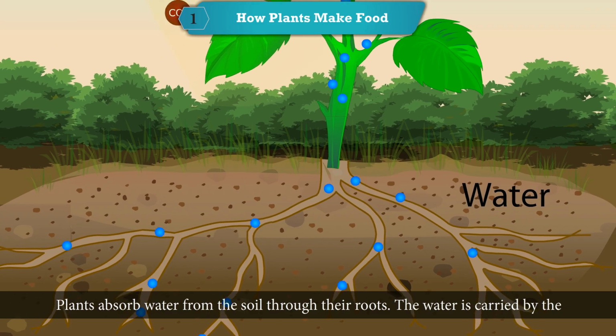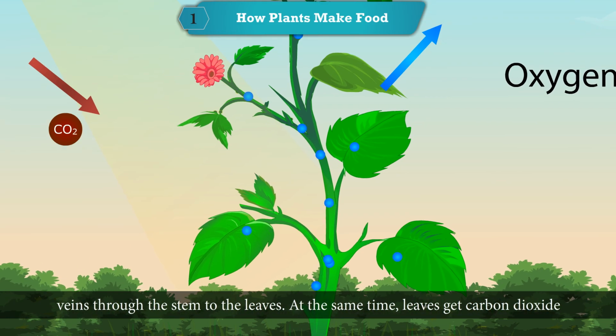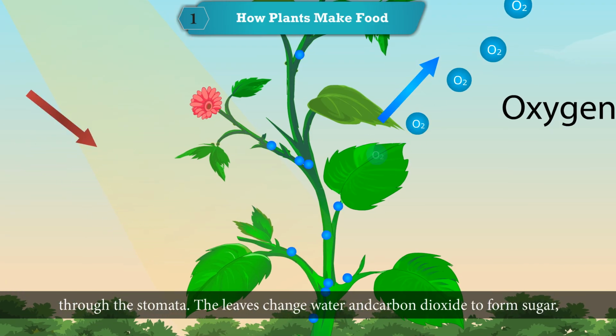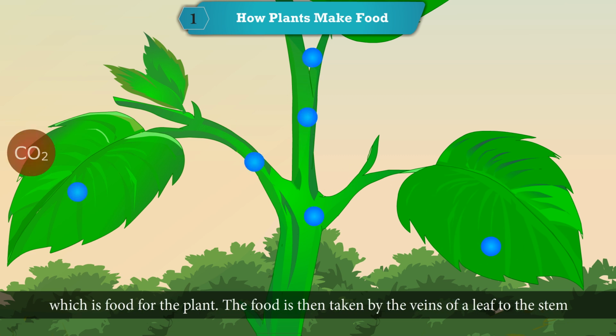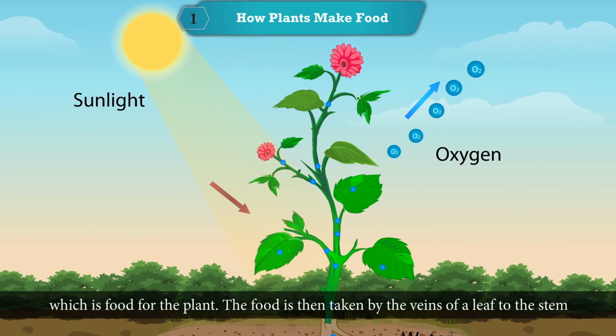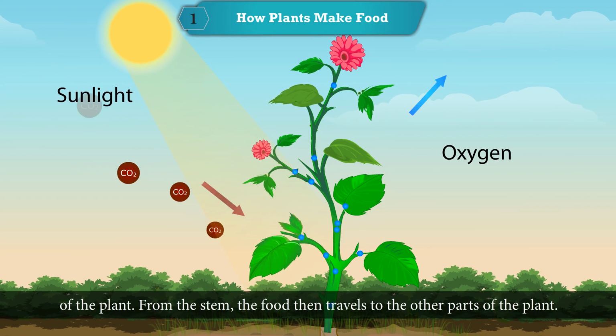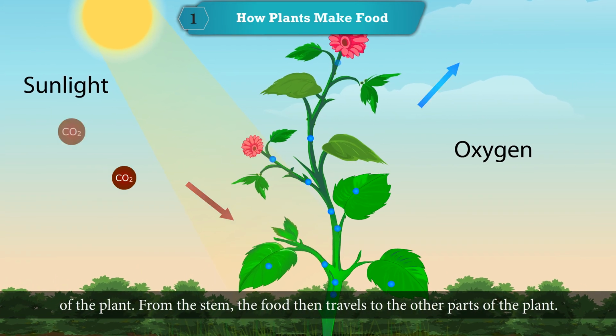The water is carried by the veins through the stem to the leaves. At the same time, leaves get carbon dioxide through the stomata. The leaves change water and carbon dioxide to form sugar, which is food for the plant. The food is then taken by the veins of a leaf to the stem of the plant. From the stem, the food then travels to the other parts of the plant.